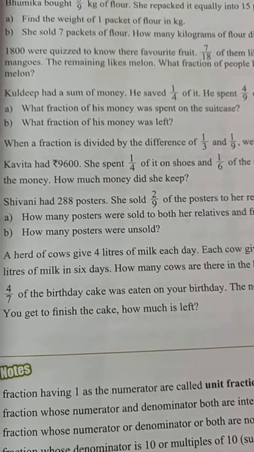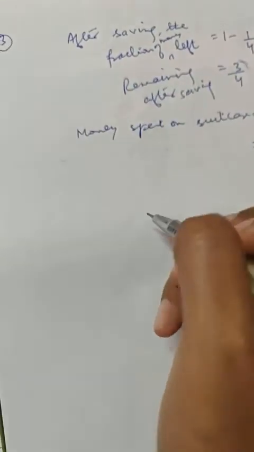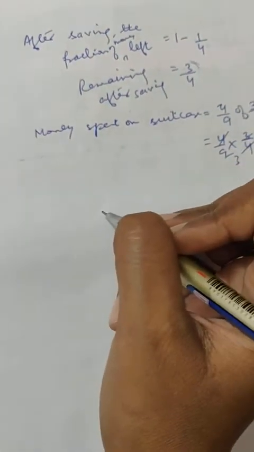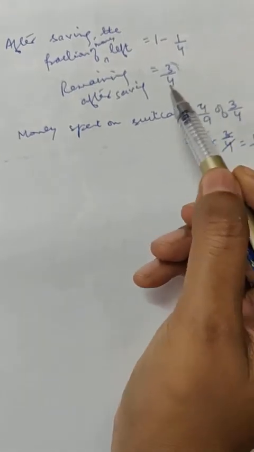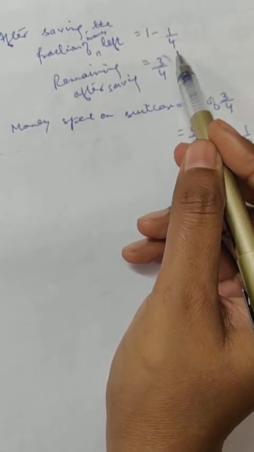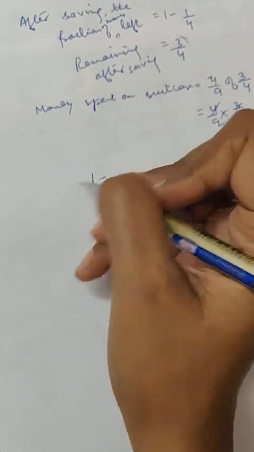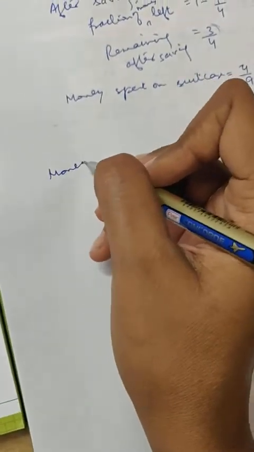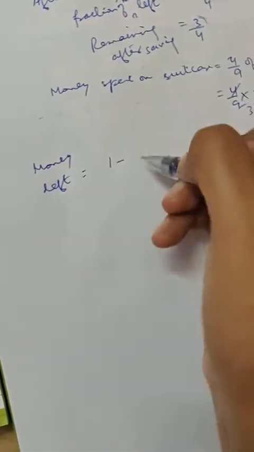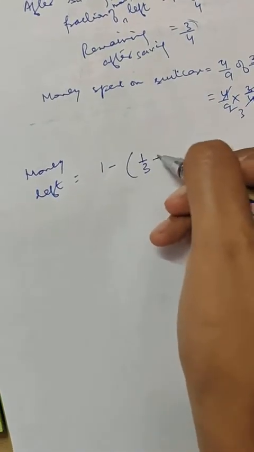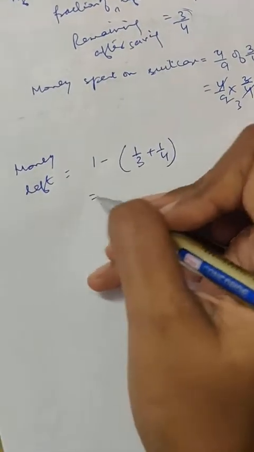And after that, what fraction of money was left? So he has spent 1/3. Now what is left with him? You will simply write: 1/4 he has saved, 1/3 he spent on the suitcase. So you will write money left. Money left will be 1 minus 1/3 plus 1/4, right?